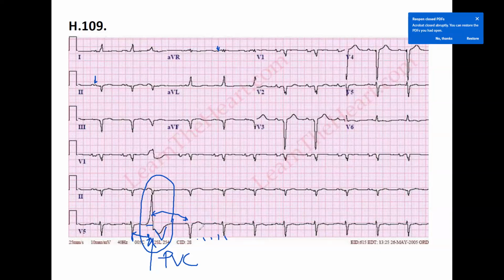Now, by looking at whether this premature beat is completely compensated or not, what you should do is basically measure this distance and compare it to this one. So it's the same. Exactly, so that's compensated. And you know that a ventricular premature beat is always compensated unless you have some problem. Okay? Next one.